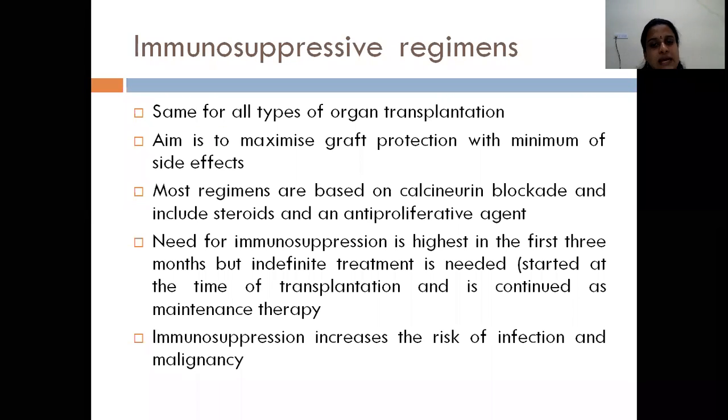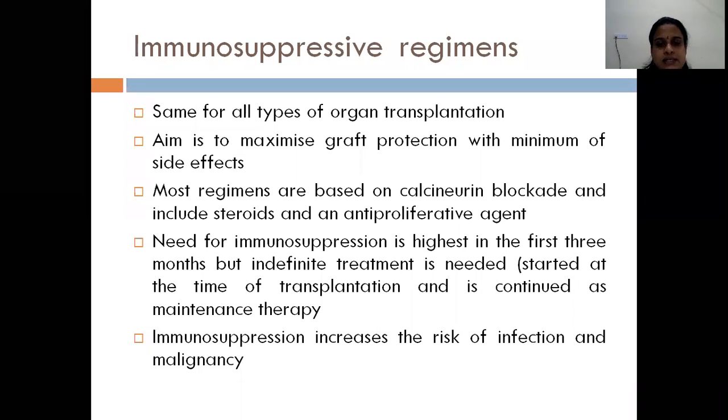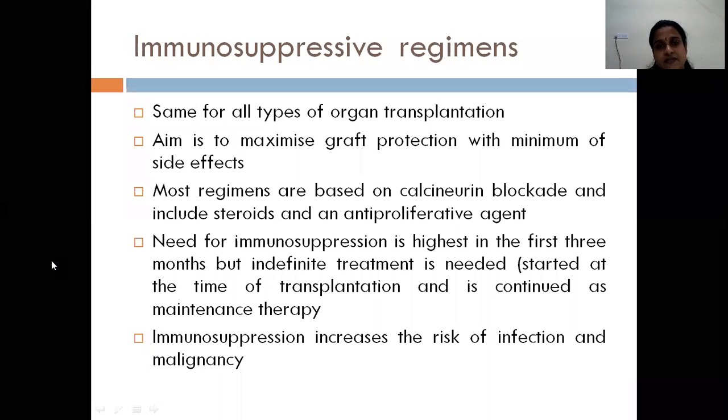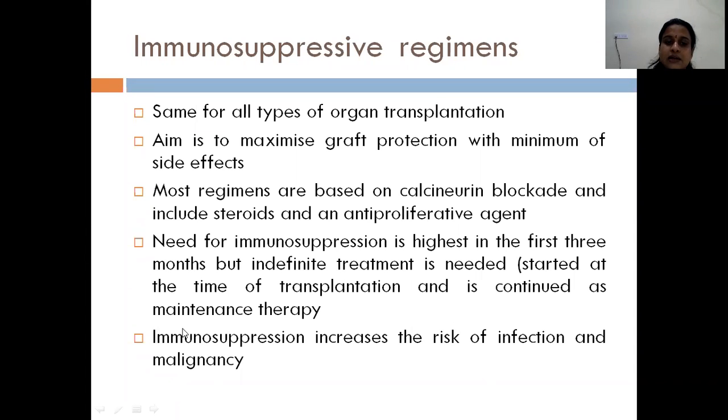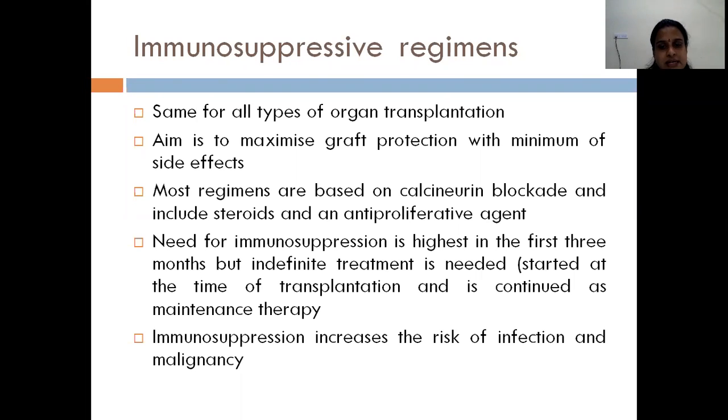So most regimens are based on calcineurin blockade only, with or without steroids and anti-proliferative agents. This immunosuppressive therapy is at its maximum for about the first 3 months, and it may be indefinitely extended beyond the first 3 months post transplantation. That is under maintenance therapy. How long a particular patient has to be on immunosuppressives is tailor made for each patient and the organ that he receives.